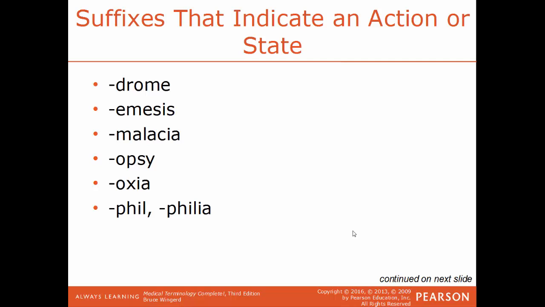The malacia means the softening. So osteomalacia is the softening of the bones. Osteo is a reference to bones. The opsy means the view of. So a biopsy, you're taking a view of a living sample, because bio means living.